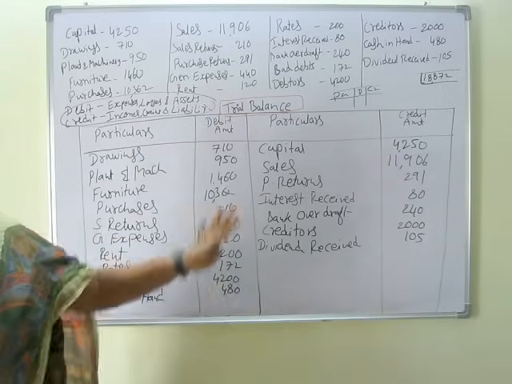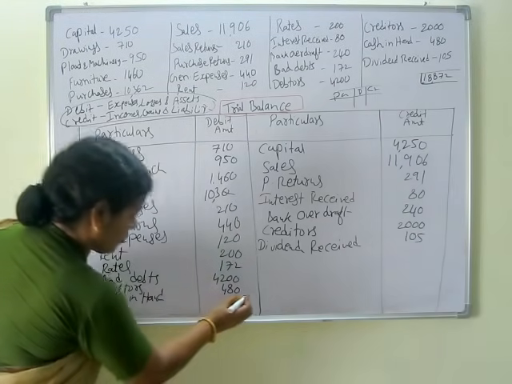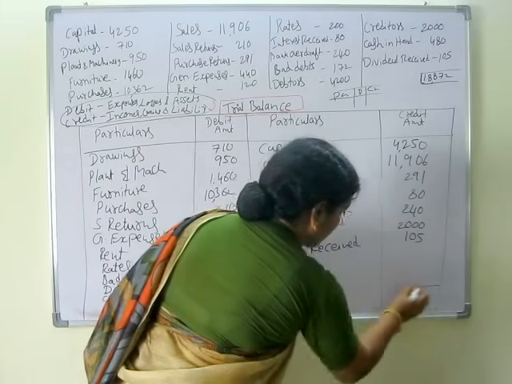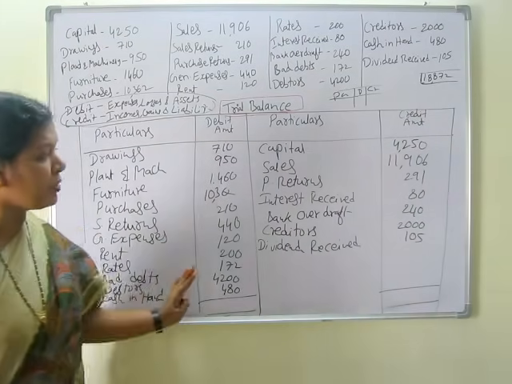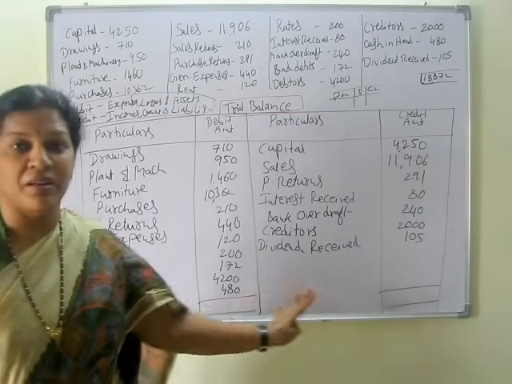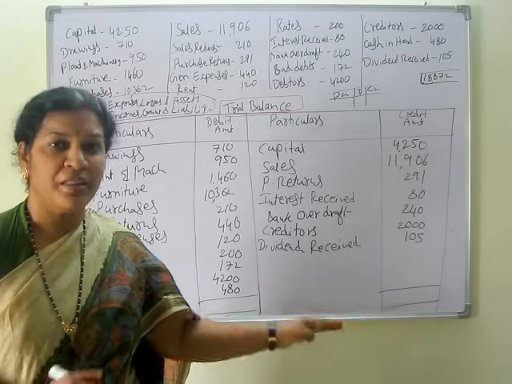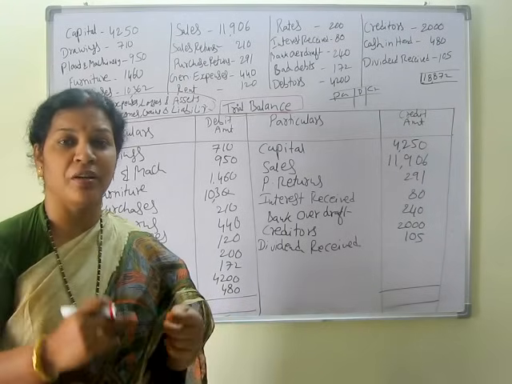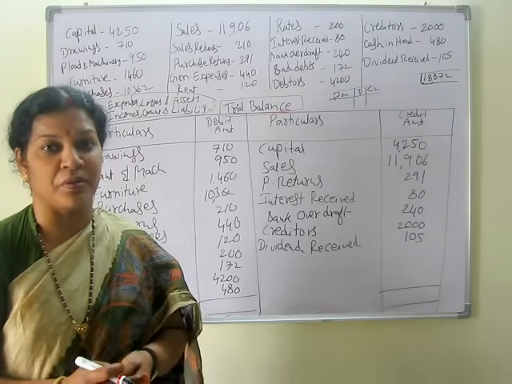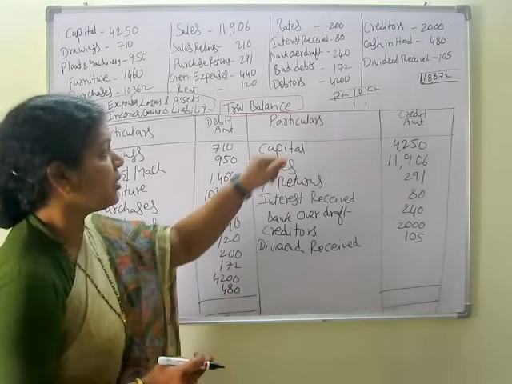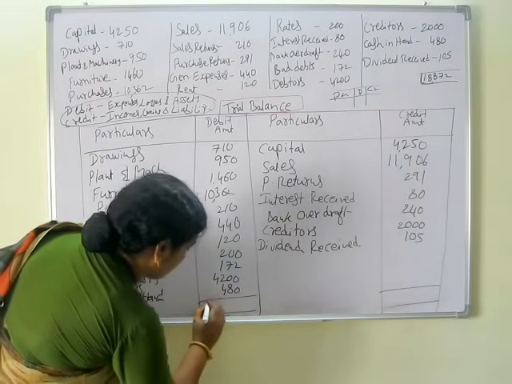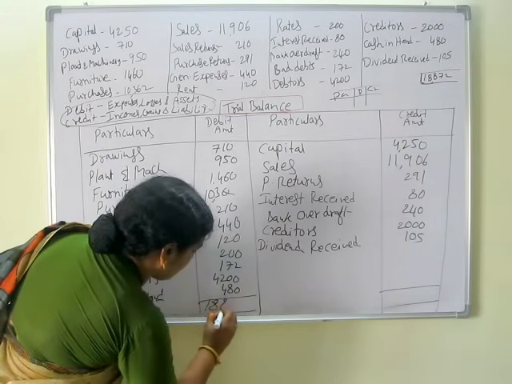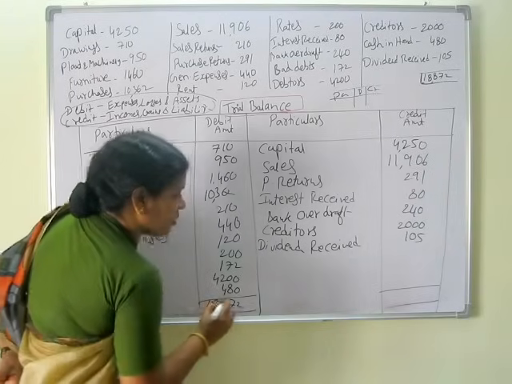We have posted all the transactions. Just total up. If you total it, both sides' amounts should be equal. If it is not equal, the difference amount will be transferred to what we call the suspense account. Now if you total up, you are going to get an amount of 18,872, on both sides.